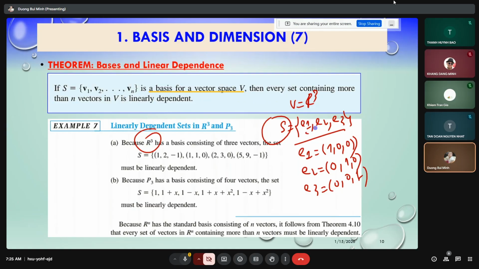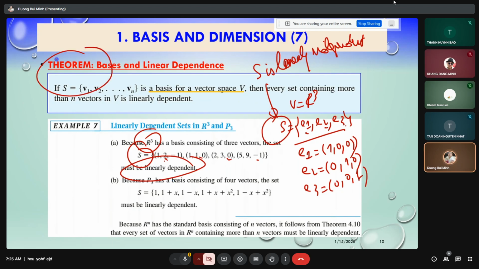So this is already the basis. How many vectors do we have? 1, 2, 3. And now we have another subset. How many vectors? 1, 2, 3, 4. So we say this is linearly dependent, right? Why? Because S is the basis, so S is linearly independent. And now here we have 4 vectors, so of course this is linearly dependent. Do you understand? So this theorem is very important to help you determine whether the subset S is a basis or not, according to the standard basis.